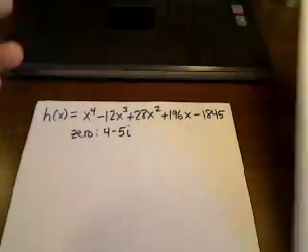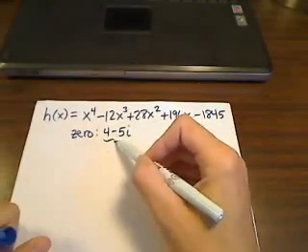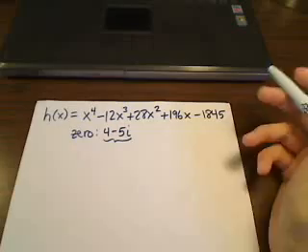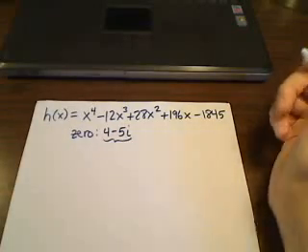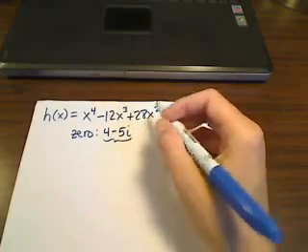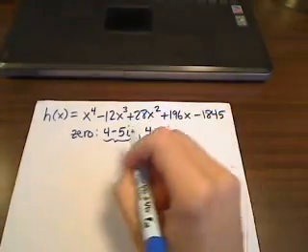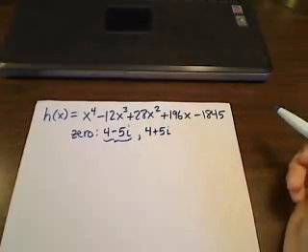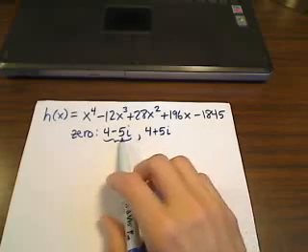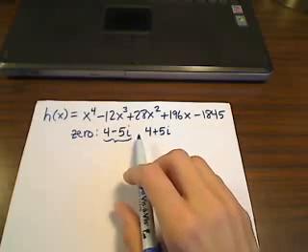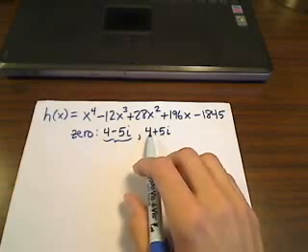Okay, so the first thing is, when they give you a zero that is a complex number, the conjugate of a complex number will also always be a zero. So the conjugate of this complex number is going to be 4 plus 5i. So right away we know that both of these are going to be zeros. And we have to use these zeros in order to find the quadratic that they came from.